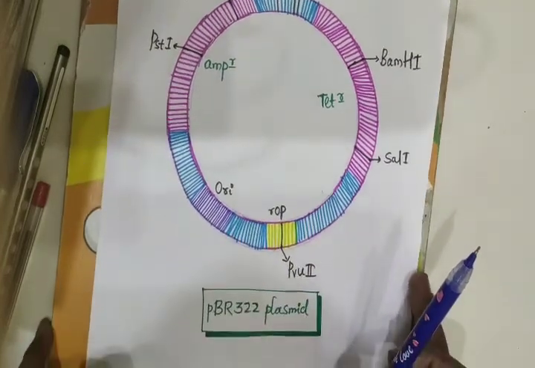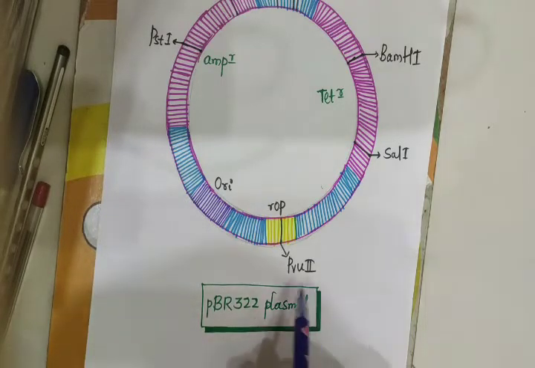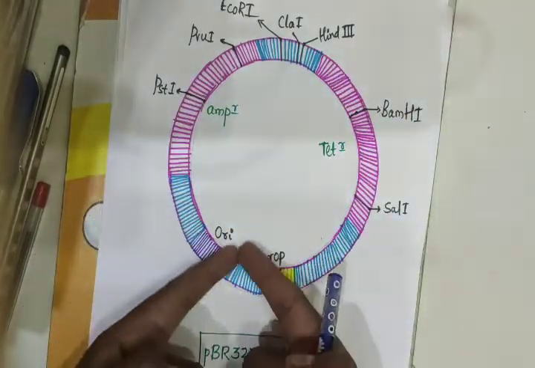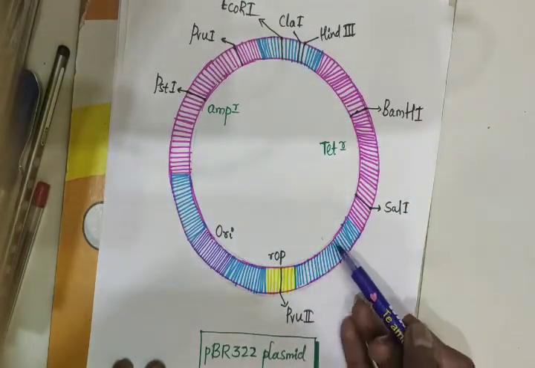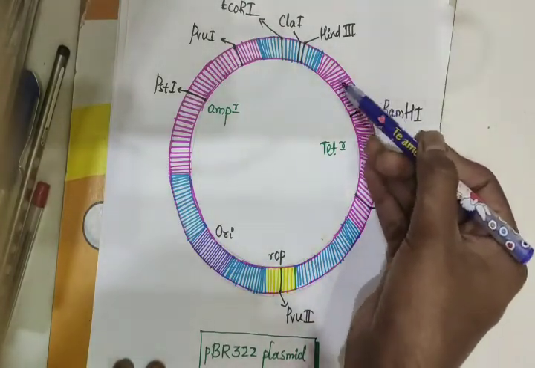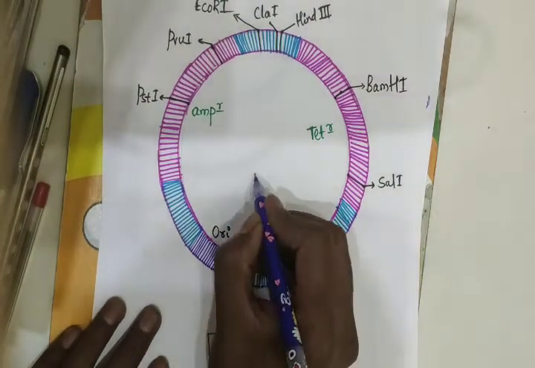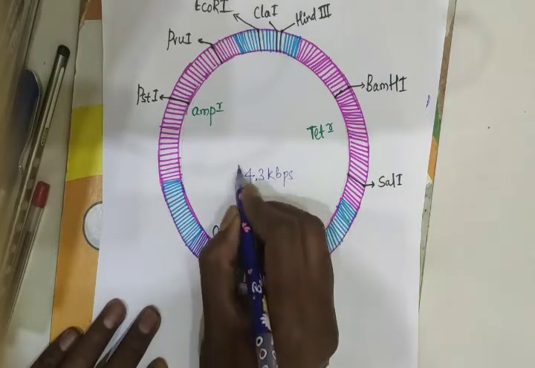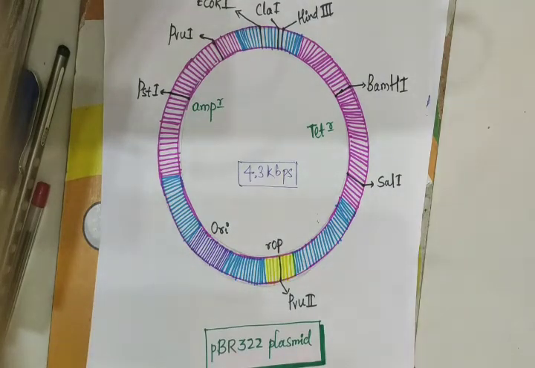Yes. So which plasmid is this? pBR322 plasmid. And the size of this plasmid. So here this is circular DNA, right? Imagine this is the DNA, circular DNA, and these lines are all base pairs. What are all these? Base pairs. Then what is the size of this plasmid? If you consider, its size is 4.3 kbps. That means 4.3 kilo base pairs. That's the size of this pBR322 plasmid.